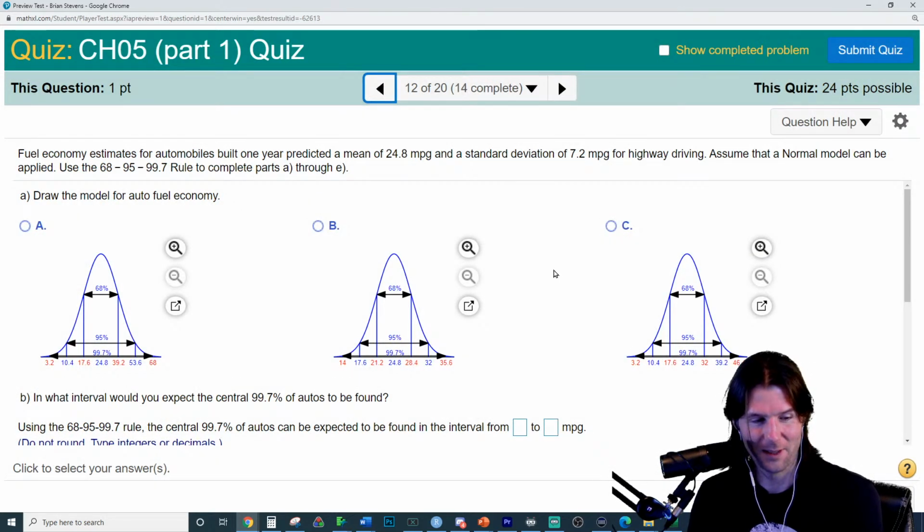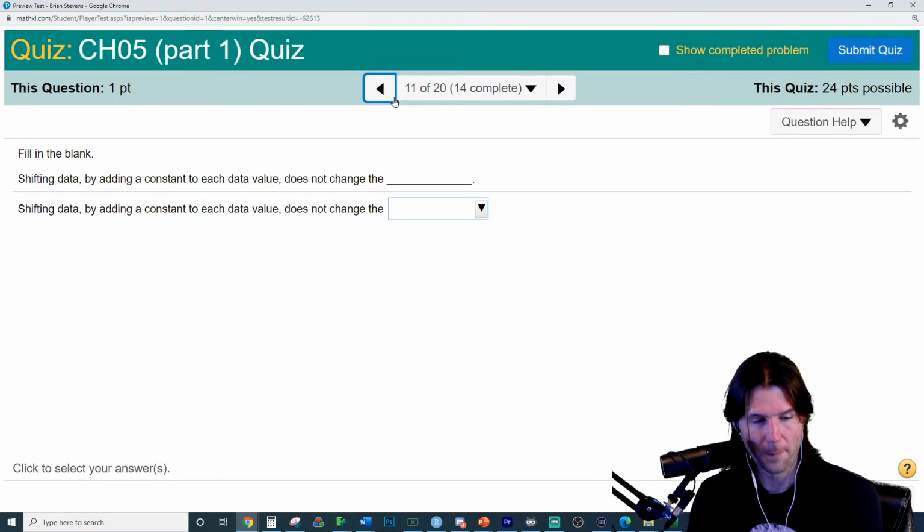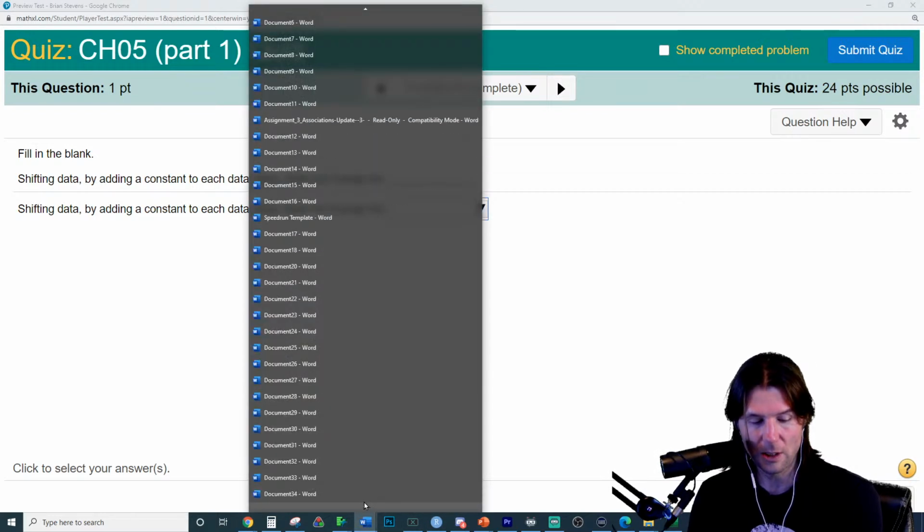We've completed almost all of this. This is a very similar question. Let's do more multiple choice because those are fun. I think we did this one. Shifting data by adding a constant does not change what? We did this one earlier. We've got so many sheets open.